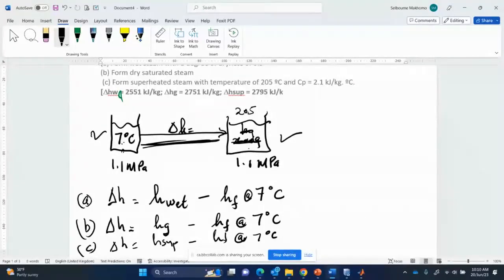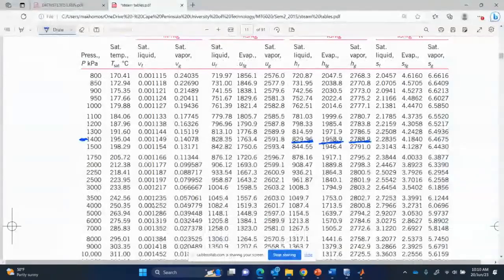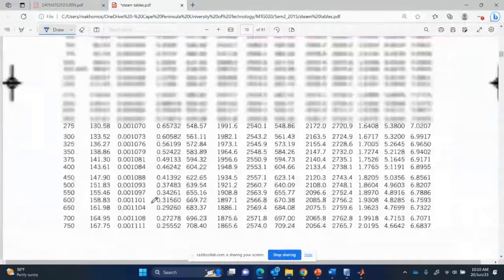Let's start with HF at 7 degrees Celsius. There are two methods that we can use to calculate HF at any temperature. So HF at 7 degrees Celsius is equal to what? You can go to the table, but sometimes 7 does not appear on the table. You have to interpolate, and interpolation is sometimes a waste of time. Let's go back to the tables and check if 7 degrees Celsius appears on the table. We go to the steam tables, and then we go to the pressure table and temperature table.